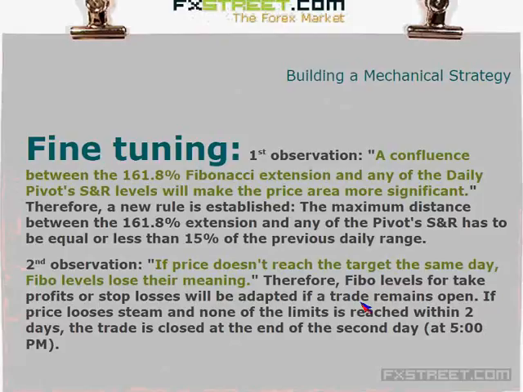Okay. So the second observation is if price doesn't reach the target the same day, the Fib levels lose their meaning. Because a new day establishes a new open, high, low, close, and the Fibonacci scale of the previous day loses its meaning. So I have to readapt. Therefore, Fibo levels for take profits or stop losses will be adapted for the next day if a trade remains open for more than one day.